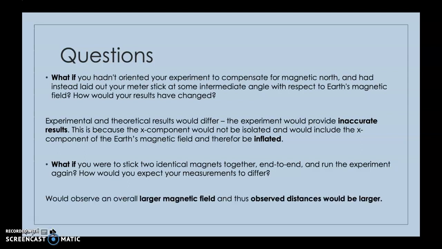If I were to stick 2 identical magnets together end to end and run the experiment again, I would observe larger magnetic field values, and thus the observed distances would be larger as well.